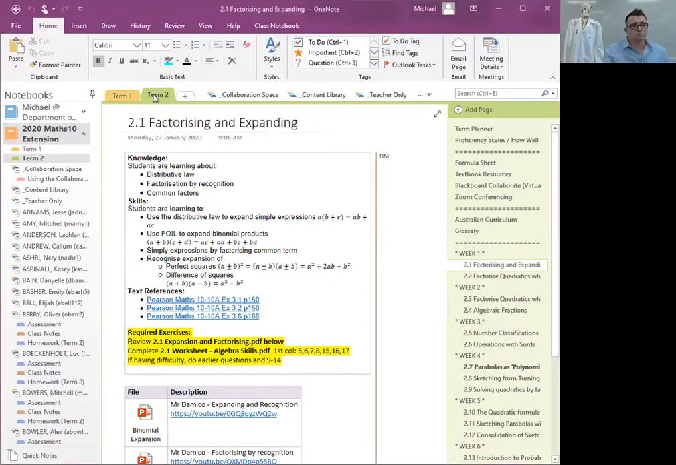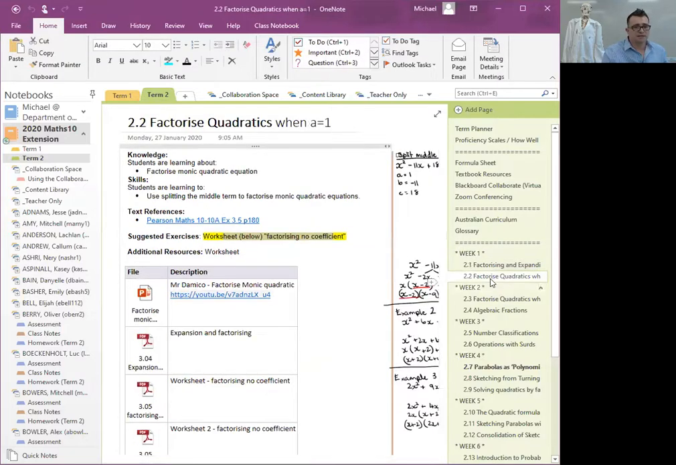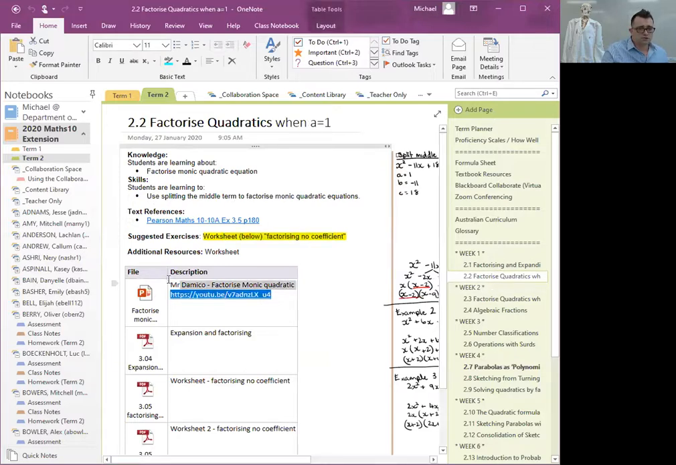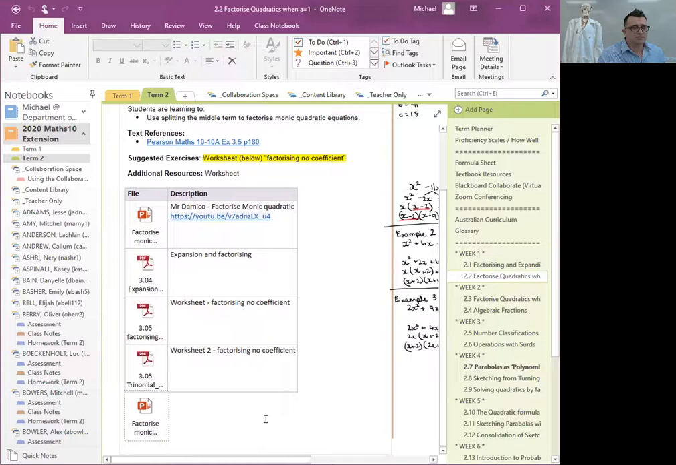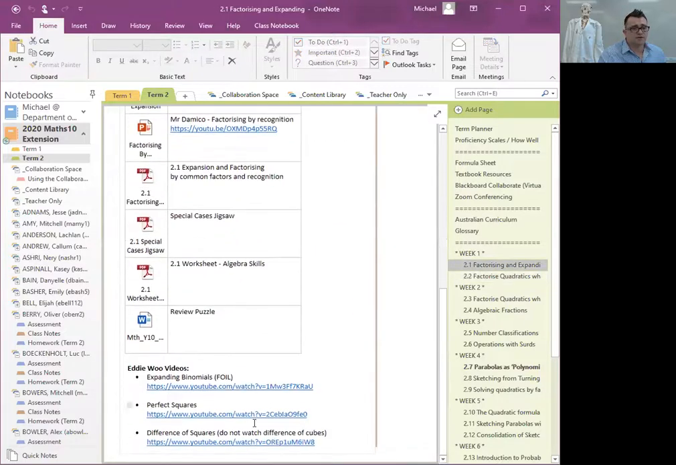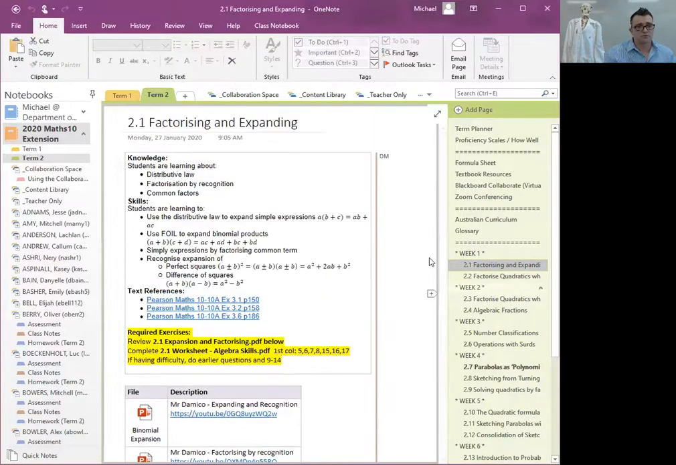Firstly, make sure you are in the Term 2 section of the OneNote. You've got your full term planner, formula sheet, your textbook resources, all your curriculum links, and then here we're starting at week 1. So this week we're on factorising and expanding, and also factorising quadratics where a is 1. All your learning intentions, you've got YouTube video links and PowerPoints, which are Khan Academy style, not videos, more audio of me talking through what to do. All your worksheets are within the OneNote as well. And for some of them, I've linked in things like EduWoo videos or other resources to help you out with your tasks.